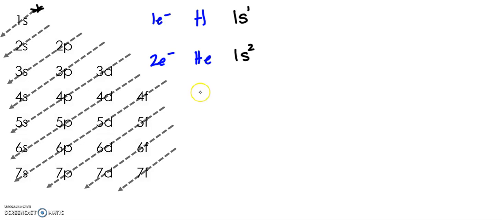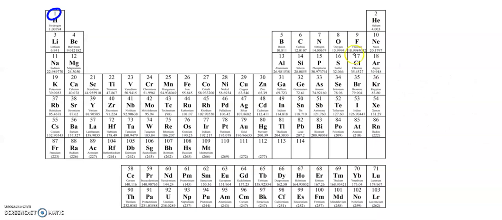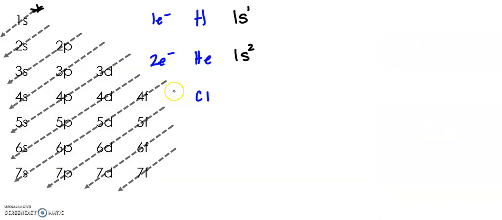So now let's do a bigger one. Let's do something like chlorine. And chlorine has 17 electrons. So I'm going to, again, start at 1s. There's 2 of the 17. After 1s, I follow this down, comes 2s. Notice there's no comma, there's no space. It's just like it's one word. And s can hold 2 electrons. So there's 4 total. 2 plus 2 is 4.